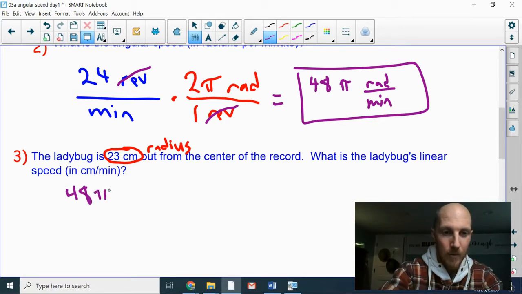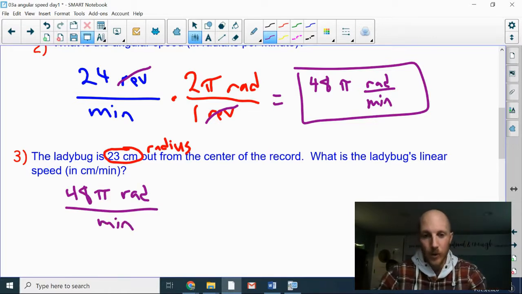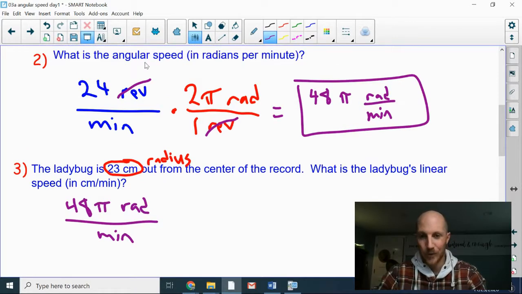48 pi radians per minute. I'm going to set that up, and then let's go back to our notes and figure out what is our conversion factor. So this is angular speed from problem number 2, and I need to convert angular to linear.